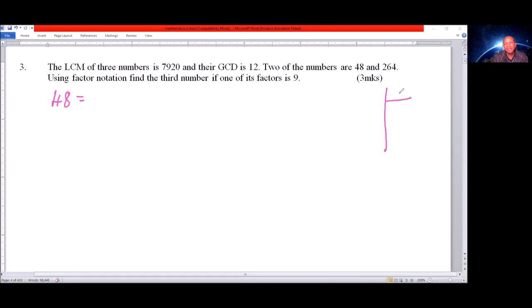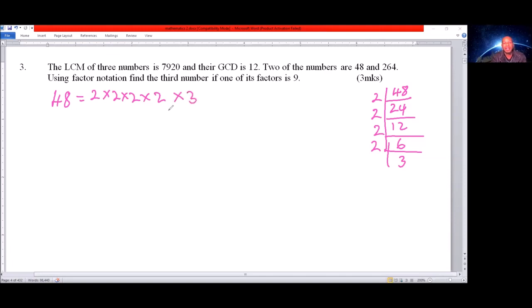Remember how we get factors. So that is 48. Divide by 2, you get 24. Divide by 2, you get 12. Divide by 2, you get 6. Divide by 2, you get 3. So it means 48 is 2 times 2 times 2 times 2 times 3.